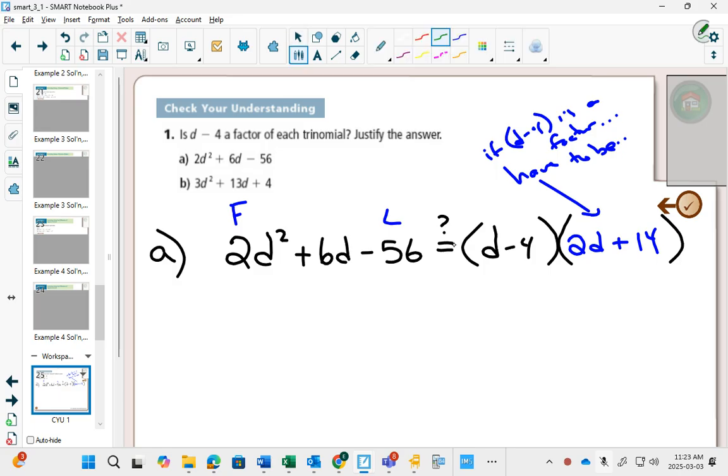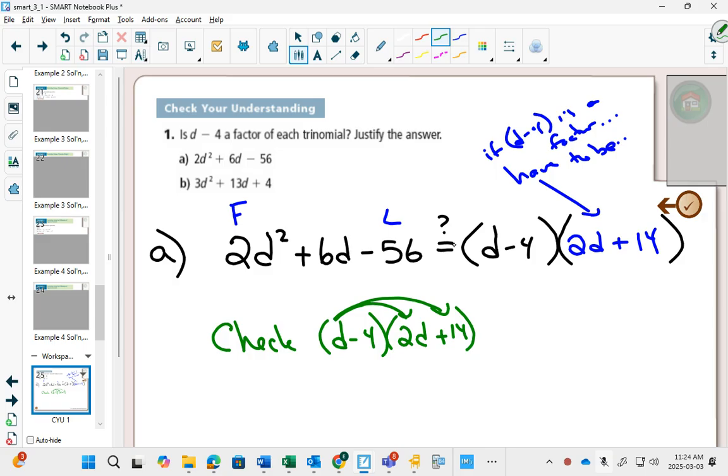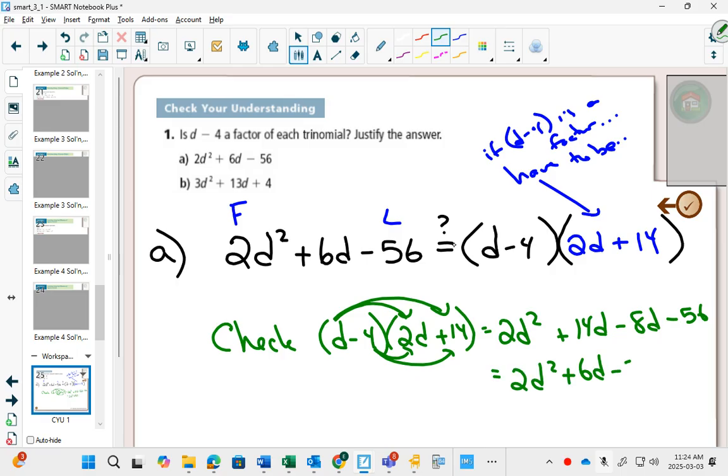So now we're going to actually check. Is d minus 4 times 2d plus 14? Let's FOIL, multiply everything out. You would get 2d squared plus 14d minus 8d and minus 56. Simplify those two in the middle. Does it match with what we had originally? Yes.